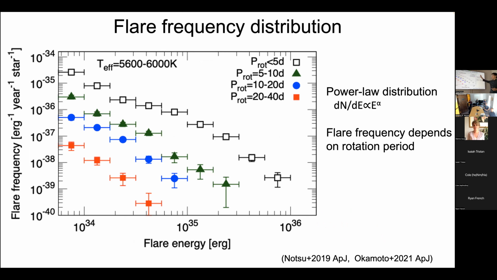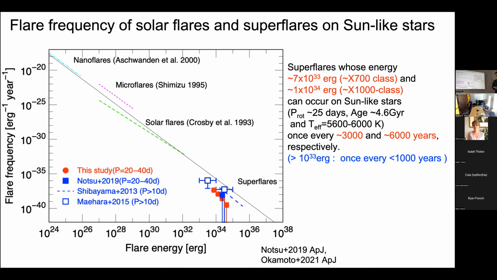So this is a flare frequency distribution, same vertical axis, as a function of flare energy from Kepler data for several rotation period ranges. And the sun is included in this group because the sun is rotating with a 25-day rotation period. And the youngest stars have a higher upper limit of the energy and also higher frequency on average. And then we can combine these two figures like this.